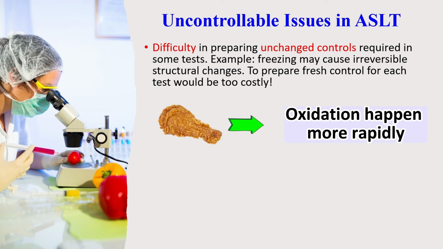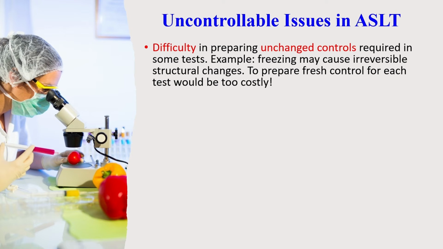to happen more rapidly. But in another way, if you want to prepare a fresh control for each test, it will be very costly and the effects may vary. Do remember in the last slide we said the ingredients and the process vary and change all the time. These small changes may give significant effects, which are uncontrollable issues.